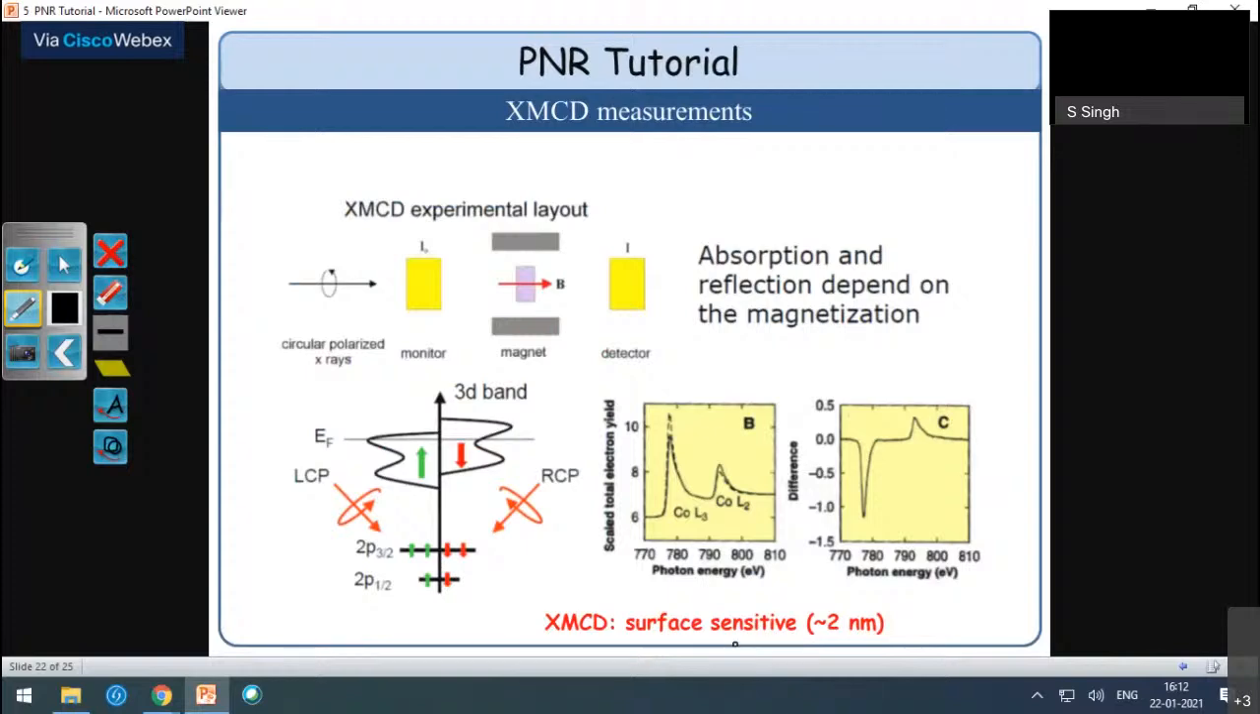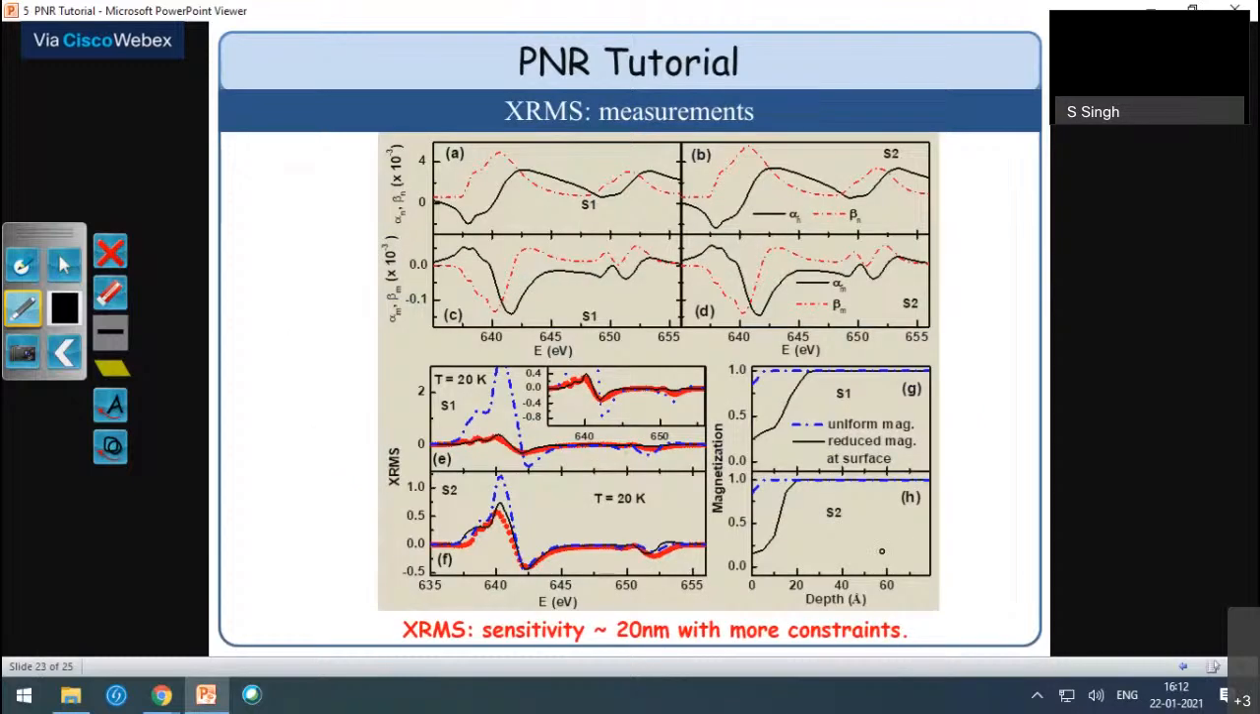we have little sensitivity. The sensitivity for XMCD is around 2 nanometer thickness. So if we have a multilayer and we have information of this F1, F2 absorption and magnetic part of just 2 nanometer, we cannot talk about the whole multilayer structure. And also if you do reflectivity, this again becomes around 220 nanometer sensitivity in the case of reflectivity also.